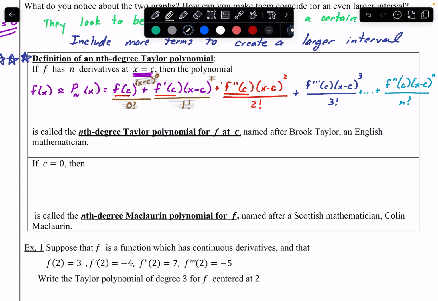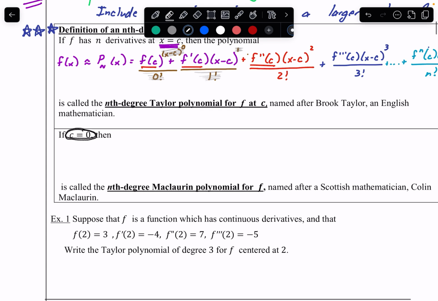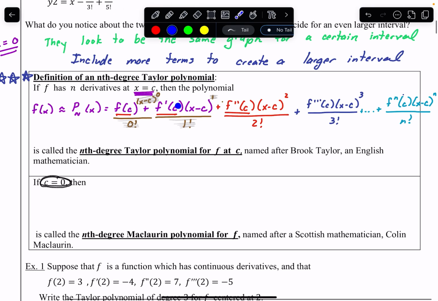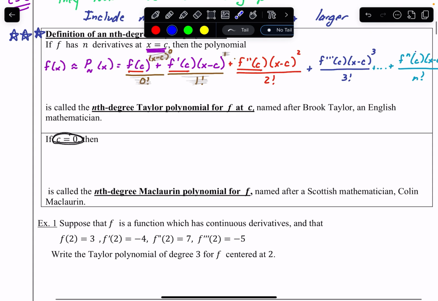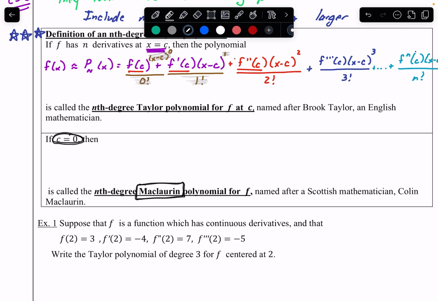Now, we do have a situation where c is 0, right? So if the c is 0, then that means all of these, right here, is just x to the 1, x squared, x cubed. So we like these. These are called Maclaurin series. They have a special name. I don't know if you remember when we did MVT, but we had Rolle's theorem. It's like he just wanted his name on something, right? This is kind of that all over again.